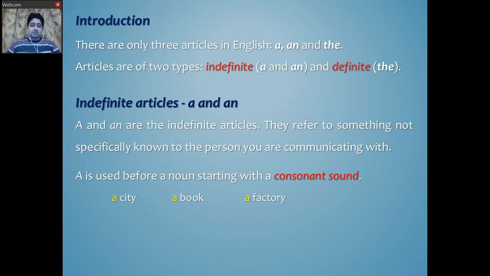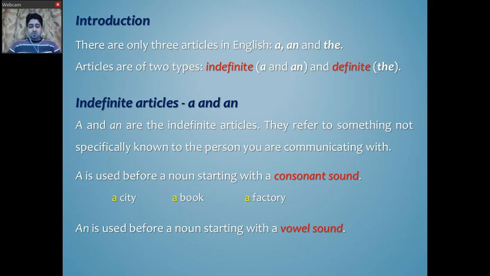So a, for example, is used before a noun that starts with a consonant sound. And I want you to focus on the word sound here. It's not a consonant letter. This is a common mistake. It's a consonant sound. So you say a city, a book, a factory. When the s sound here at the beginning and the b sound and the f sound, it's not f letter and b letter and c letter. This is very important.